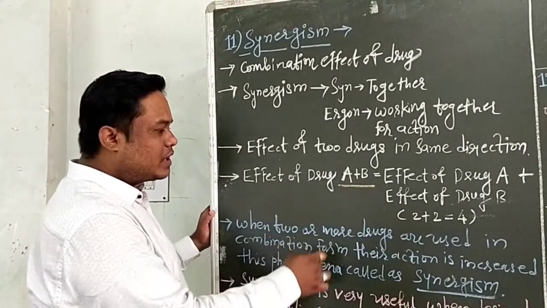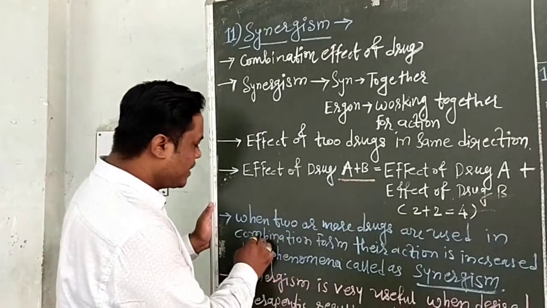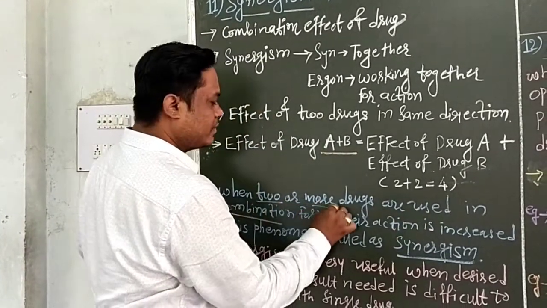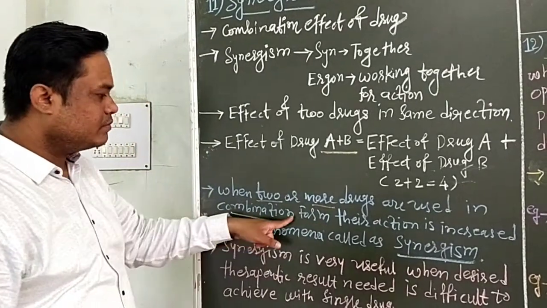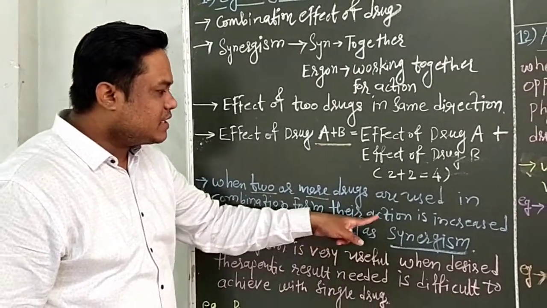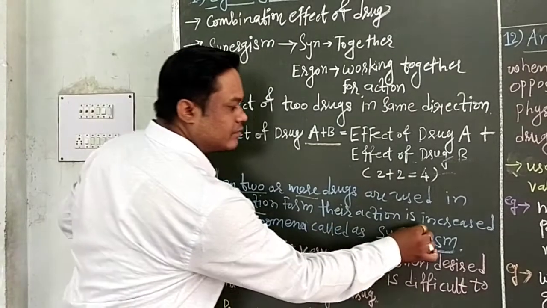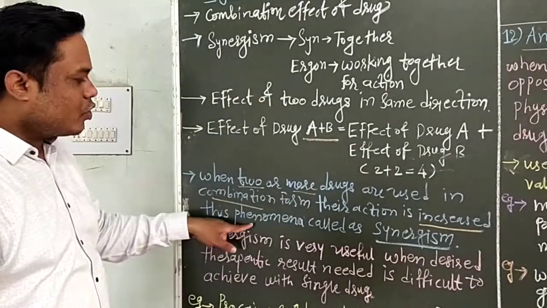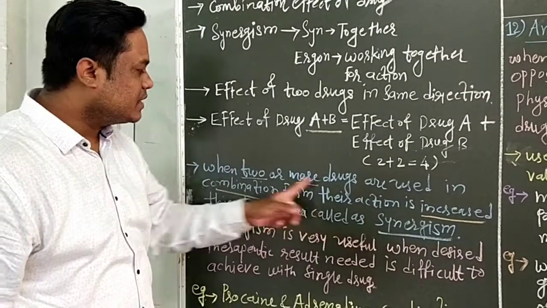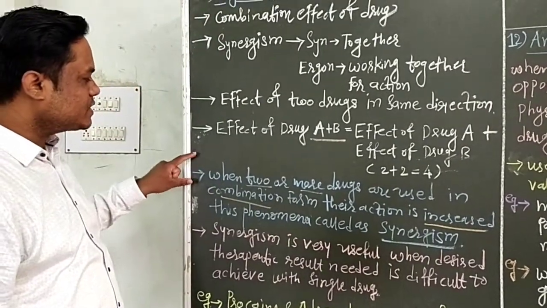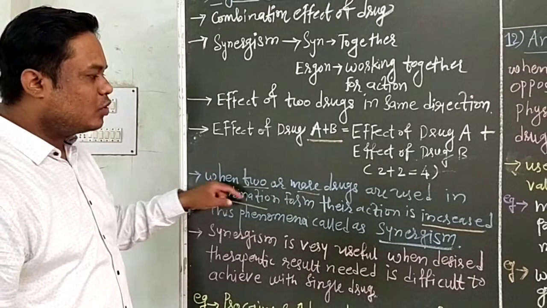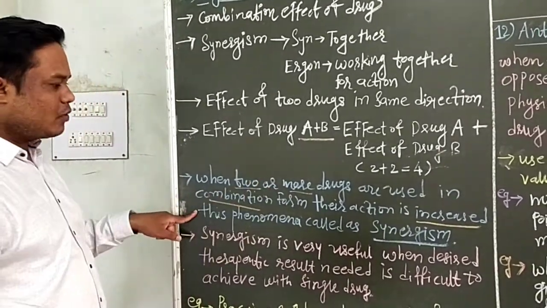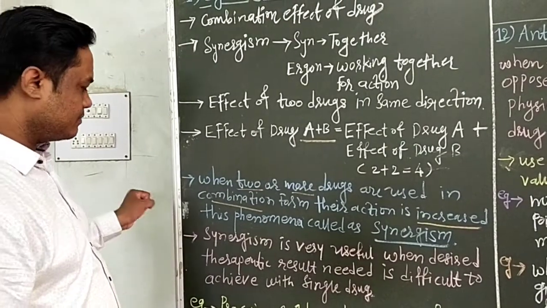When two or more drugs are used in combination form, their action is increased. This phenomenon is called synergism. This is the definition of synergism. Simply, when two or more drugs are used in combination form, their action is increased. This phenomenon is called synergism.